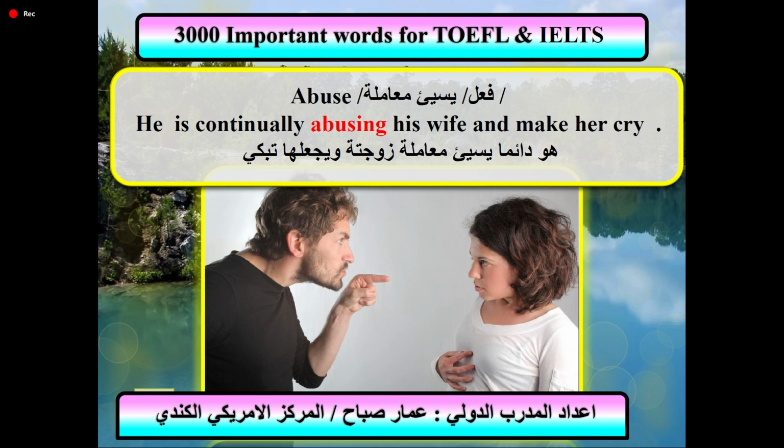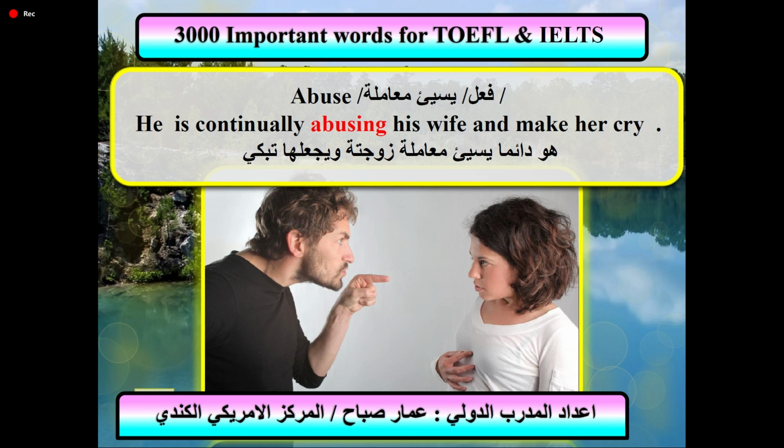So he is continually abusing his wife and makes her cry. Abuse is a verb. Why did it become abusing? Because before it comes is, are, am, was, were, the action is continuous. If has or have comes before, it is the past participle, the third form of the verb. Has abused or have abused. He has abused, she has abused, it has abused. They have abused, we have abused, I have abused, you have abused.